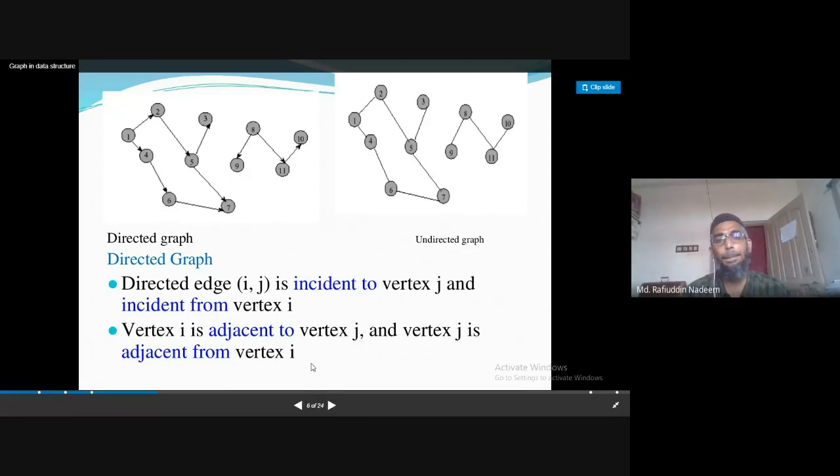Okay. So this is another graph which is given here, which is undirected, where there is no arrow pointing. I can take an edge as 1 to 2 or 2 to 1.